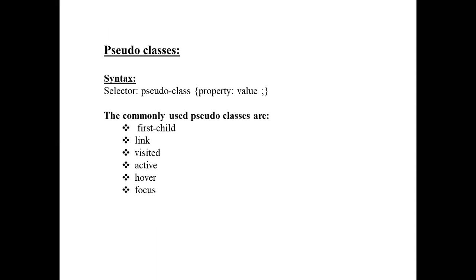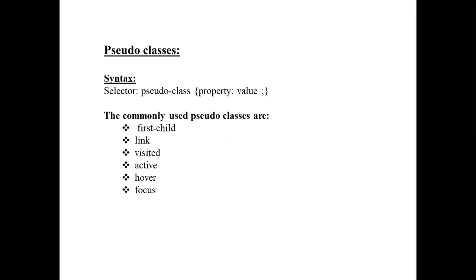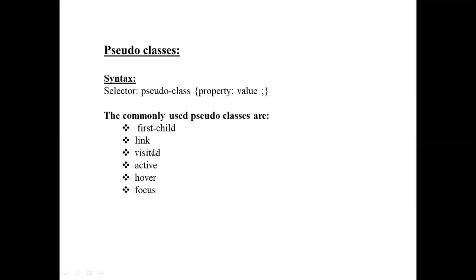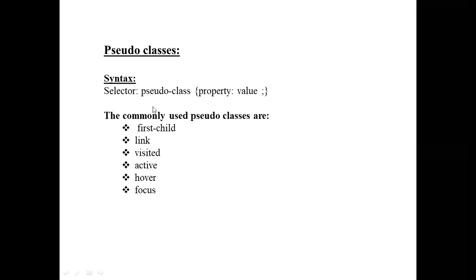Next one is pseudo classes. Pseudo classes are used to add special effects to some selectors. The commonly used pseudo classes are first-child, link, visited, active, hover and focus. First-child adds special style to the first child of another element.